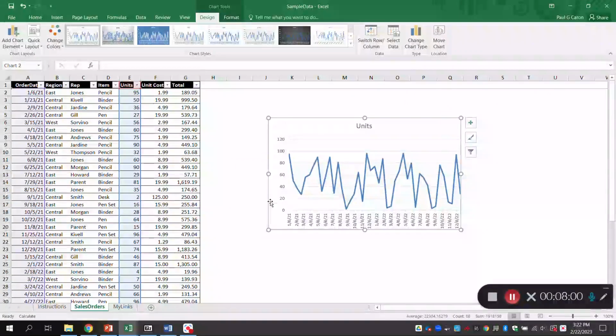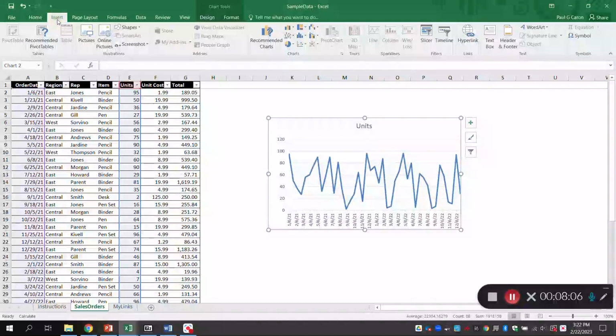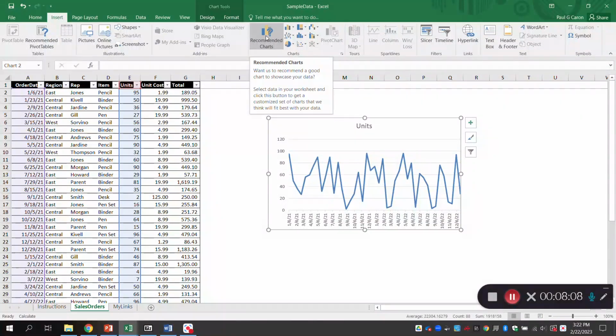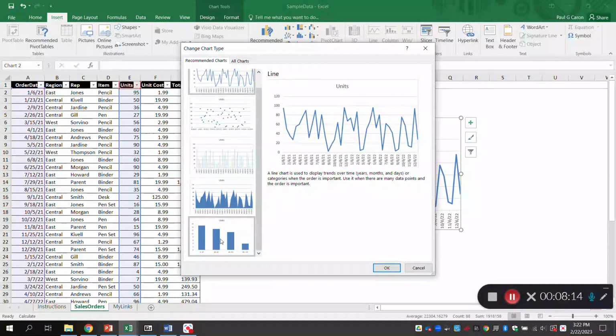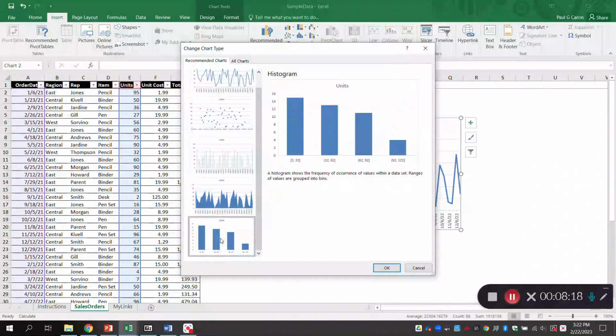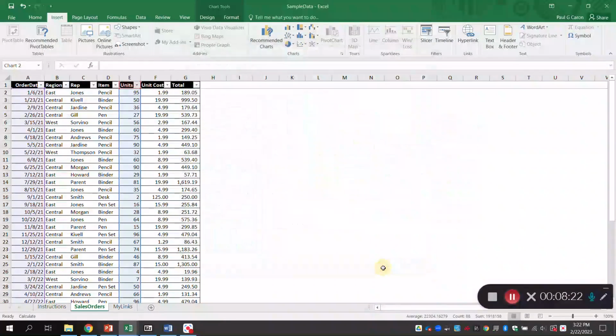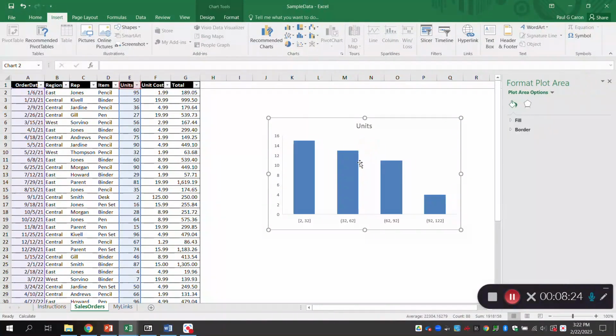So I'm going to do another one with the same two here, and I'm going to make a histogram. So I'm going to insert, again, I want to go back. This is my way of doing it. This is the recommended chart, and let's see, we have a bar chart here. And this is a histogram. The thing with this histogram is that it put it in units. So it's not the best looking one here.